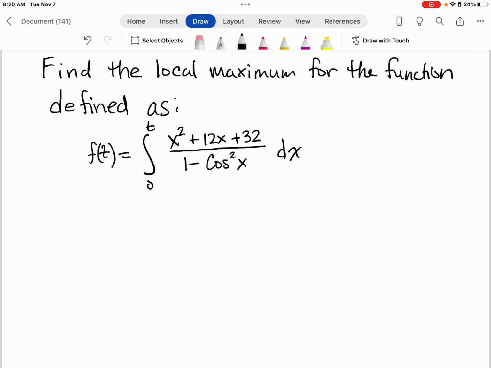But just like any other function, we still have to follow the same rules when we find a local max or a local min. And what we normally do for any function is we take the derivative, we set it equal to 0, find the critical values, and then determine which ones are maxes or mins or neither. So that's exactly what we're going to do here. So we need to take the derivative. Let's do this. We're going to take the derivative of both sides.